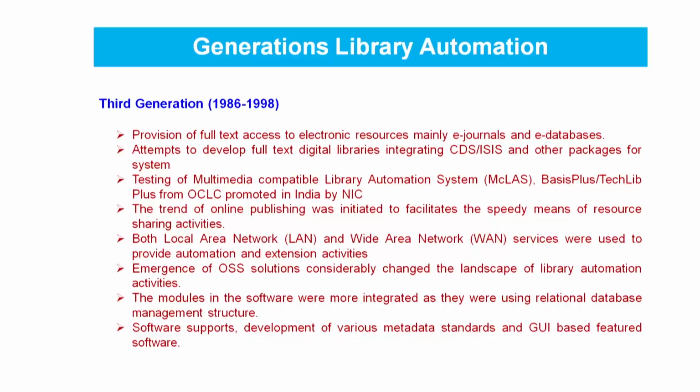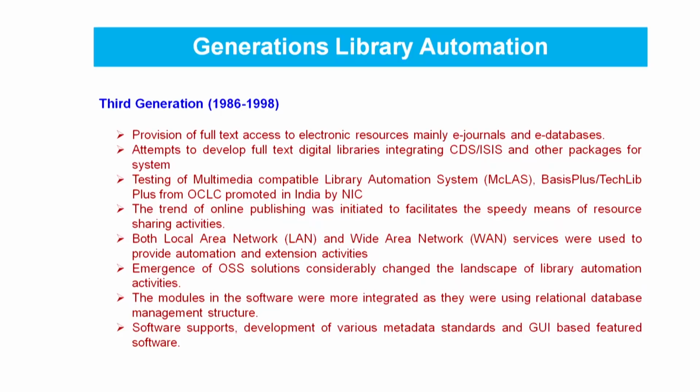And further, the third generation of library automation during the year 1986 to 1988, where major development has happened, such as electronic resources and their full text access, digital libraries and application of CDSIC software, multimedia compatible library automation systems, network systems like local area network, wide area network, etc., and emergence of open source software solutions so that people can use such software without paying any amount.